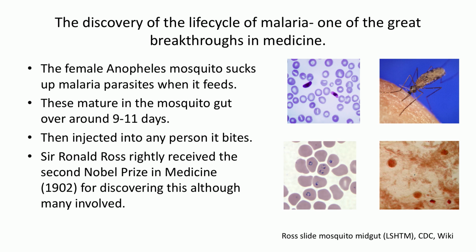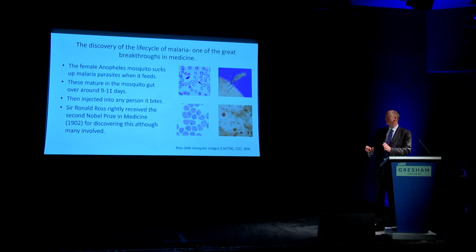And what he discovered, along with others, but he was really the person who finally discovered this, is when the female Anopheles mosquitoes, the males are completely harmless, don't worry about them, suck up blood, which they have to do to be able to produce their eggs, which they usually do every 3 days, varies on the species slightly, they suck up the sexual forms of the parasite.